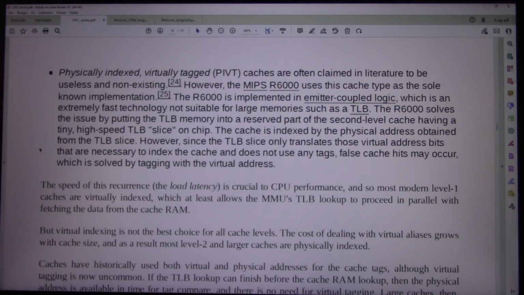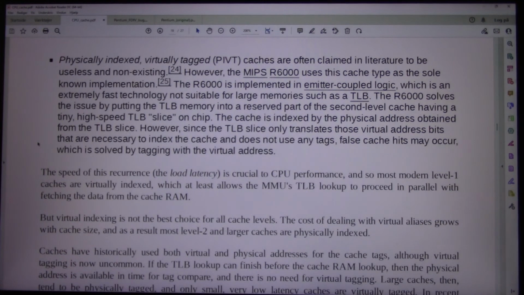Physically indexed, virtually tagged, PIVT, caches are often claimed in literature to be useless and non-existing. However, the MIPS R6000 uses this cache type as the sole implementation. The R6000 is implemented in emitter-coupled logic, which is an extremely fast technology not suitable for large memories such as a TLB. The R6000 solves this issue by putting the TLB memory into a reserved part of the second-level cache, having a tiny, high-speed TLB slice on chip.